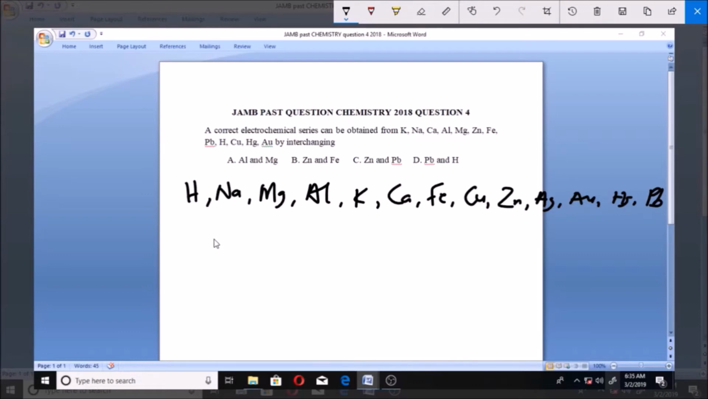And now, having this arrangement, you can see that the right interchanging should be A, where you have Mg coming before Al.